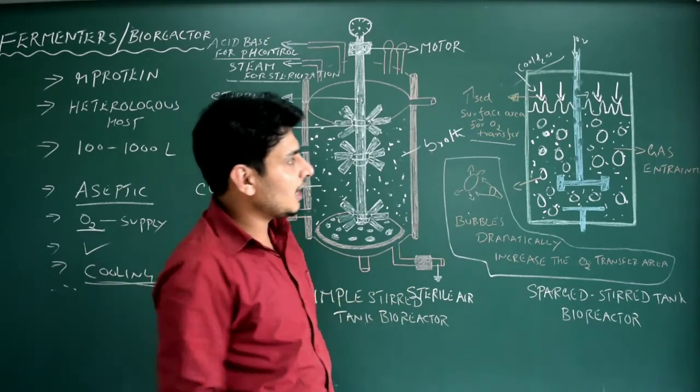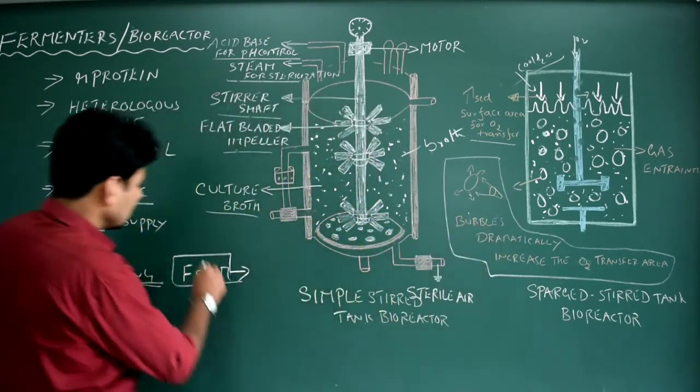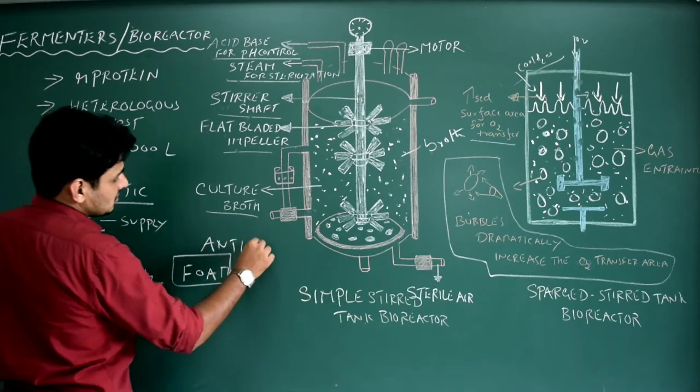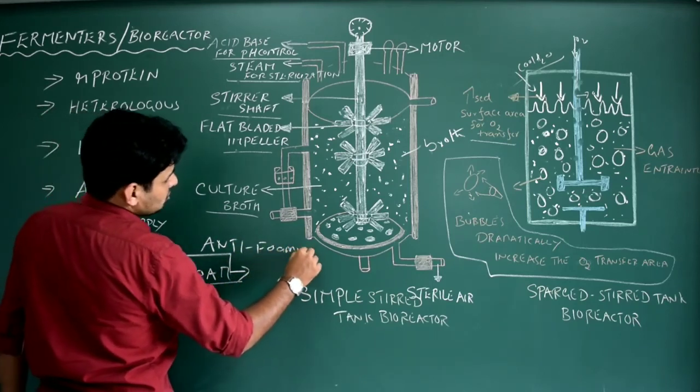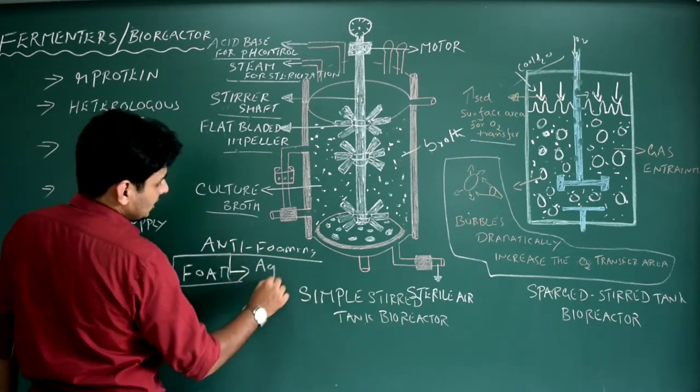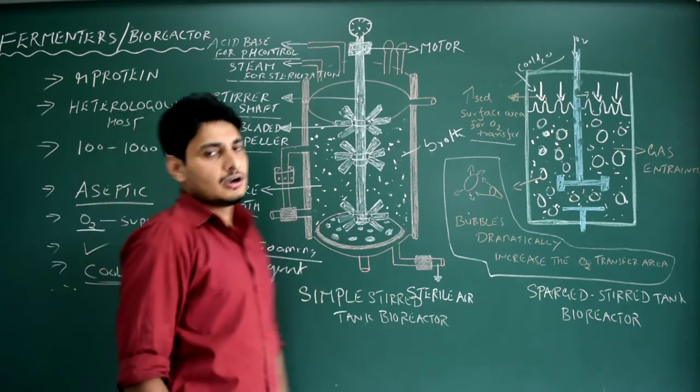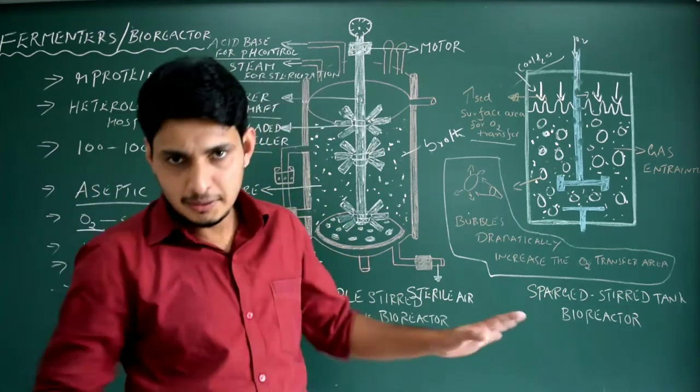To avoid that, I have to put some chemicals inside. That chemical is nothing but anti-foaming agents. So I have to select the anti-foaming agent in such a way that it should not cause any harm to the heterologous host organism. Done? Easy?